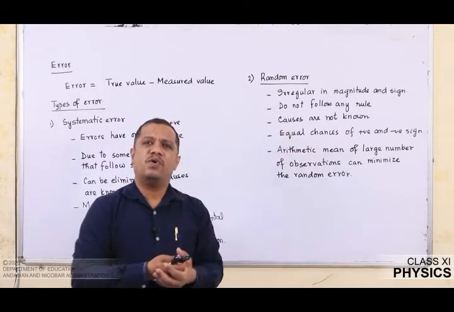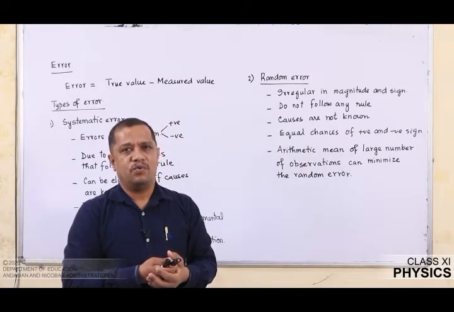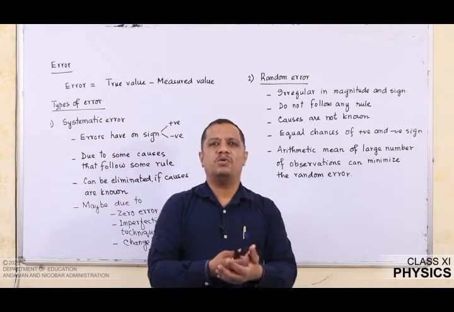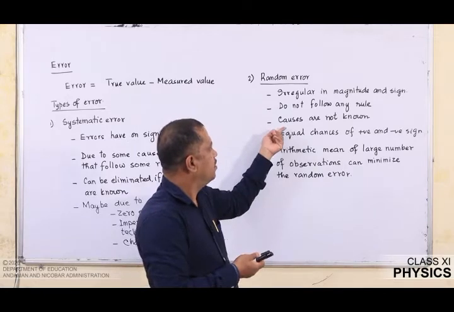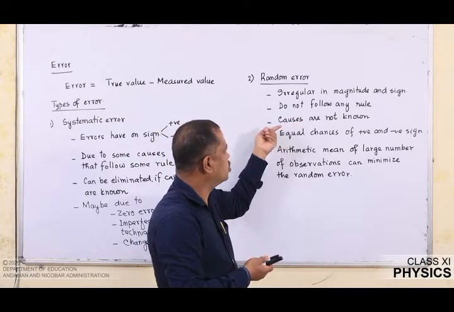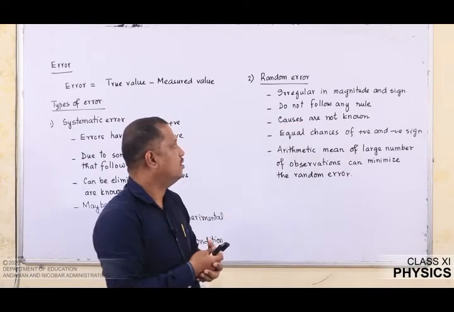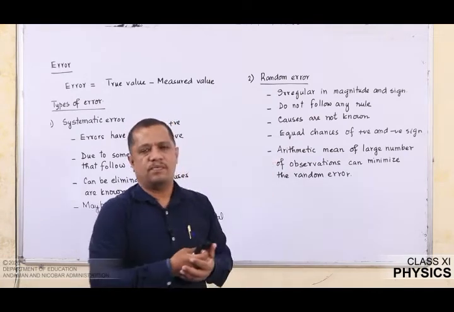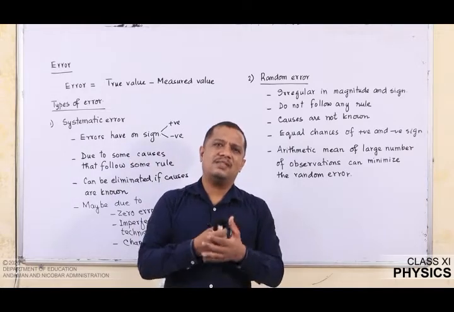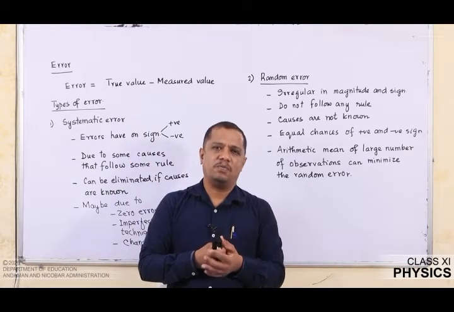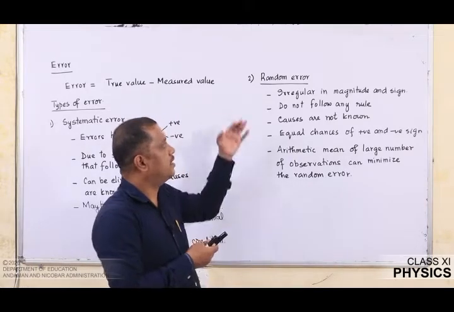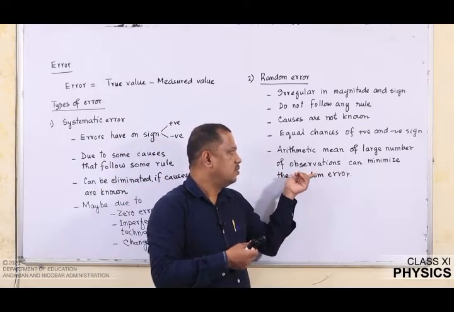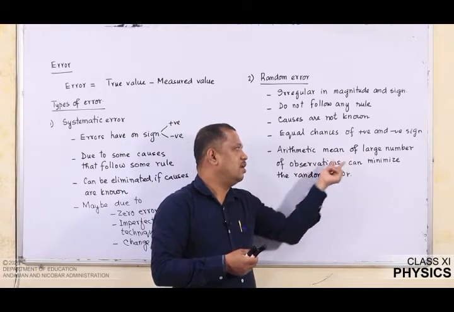These errors do not follow any cause. Therefore, we will fail to find the cause and we will never be able to block or to stop the causes, and therefore we cannot so easily remove these random errors. And therefore, to minimize the error, because the causes cannot be known in irregular or random error, in that case we can ask our students to do a large number of observations.